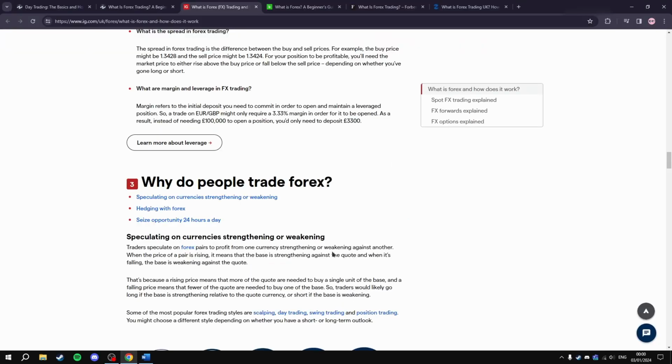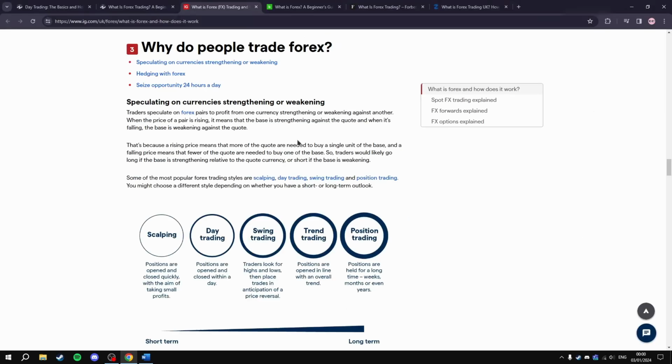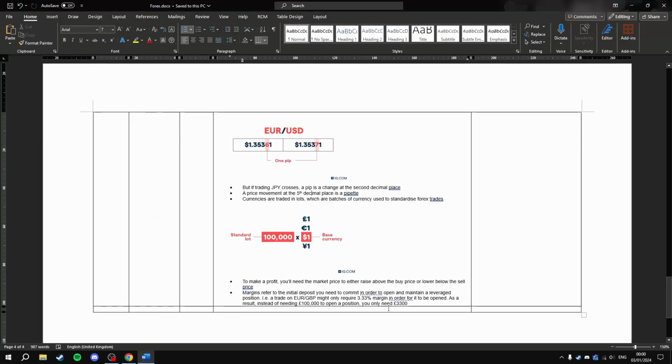Okay. Why do people trade Forex? Speculating on currencies strengthening or weakening. When the price is rising, the base is strengthening against the quote, and when it's falling, the base is weakening against the quote. Right, this is important. I think this is a good summary.